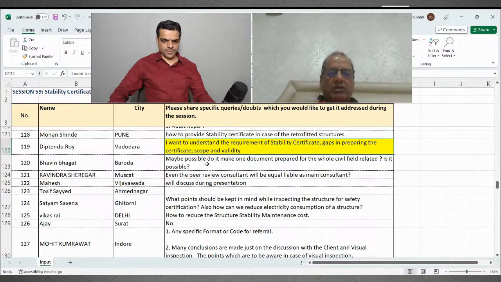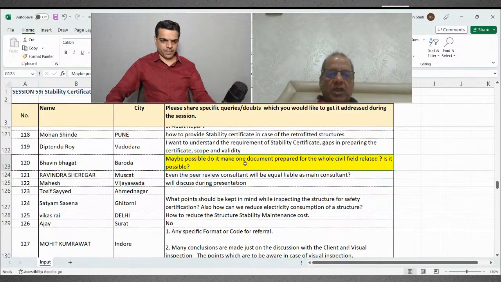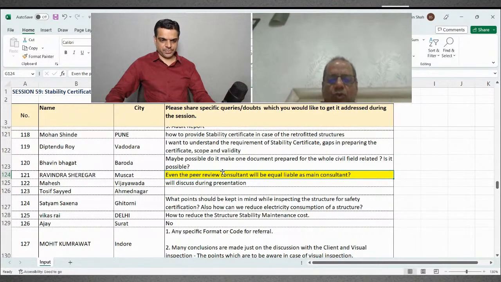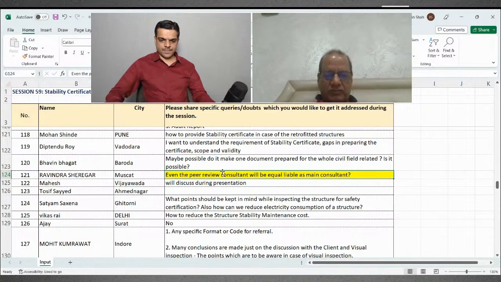May be possible to do, make one document prepared. We'll try to do that. Even the peer review consultant will be equally liable as the main consultant. It is. And that is where I'm saying both of them should independently issue the certificate, rather than the same certificate to be signed by both.